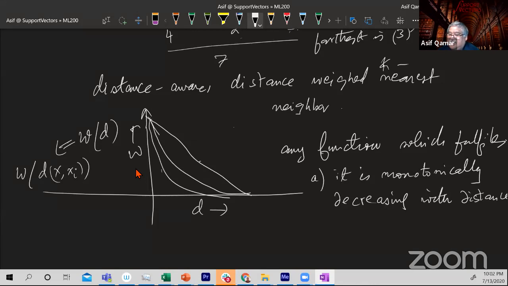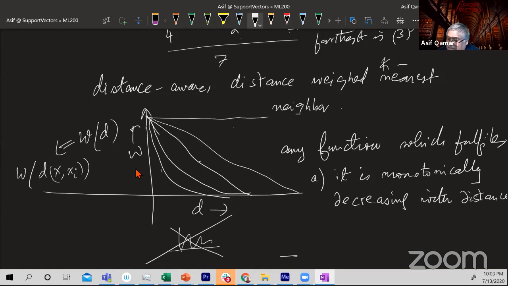It cannot just increase, like this function will not do. This is not a good weight function. This is meaningless, right? It goes up and down, etc. It won't do, so we won't do that. You need something that decreases. It may decrease very slowly, or it may not decrease at all, it may just remain constant. If the weight doesn't decrease at all with distance, it is your k nearest neighbor without a kernel, without distance awareness. That the standard KNN is nothing but, in this terminology, distance awareness in which the weight function is constant.